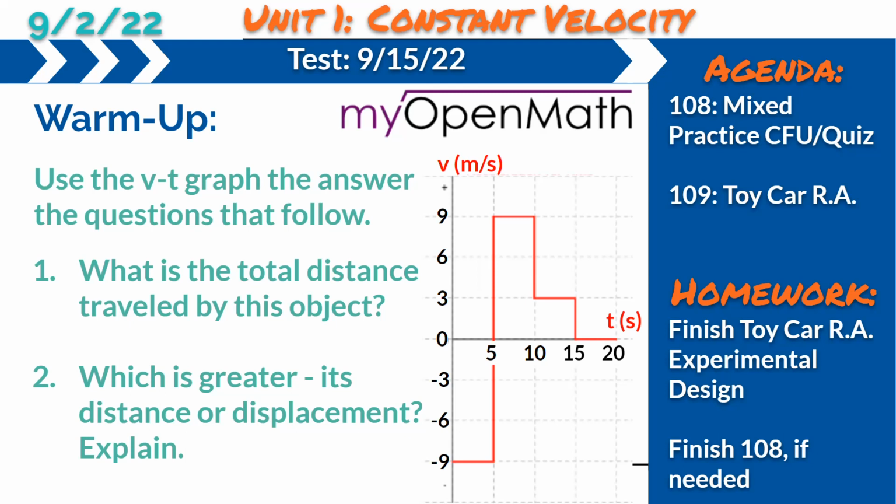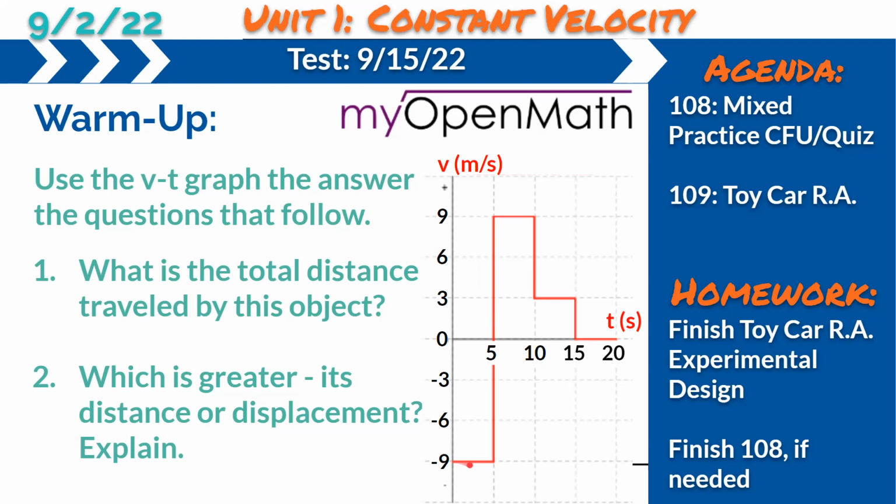So the first one says, what is the total distance traveled by this object? Can anybody tell me how we would find distance from this type of graph? Ava? Find the area under the curve that's between the x-axis and the graph. Perfect. Okay, find the area under the curve. I know this isn't a curve, but you're going to find the area under the graph. And when we say find the area, and she said this as well, we mean that you're trying to find the area between the x-axis and wherever your data points are.